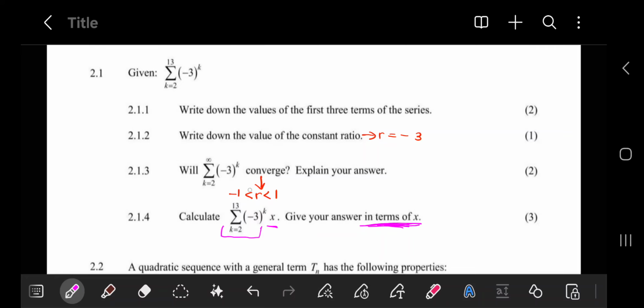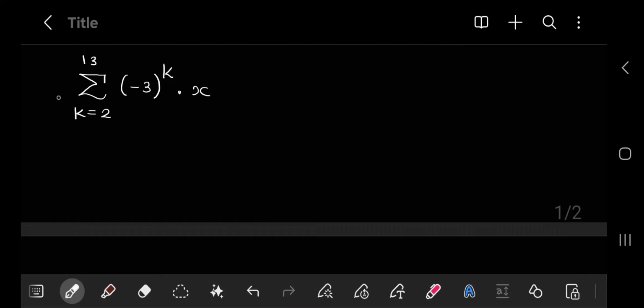Where in this case, whatever the answer was going to be for this sigma notation, it is now multiplied by x. So all we have to really do here is get the answer for the sigma notation and then multiply by x. Alternatively, you can include x in all three terms, substitute x into your formula and get your answer in terms of x. So either method is fine. Okay, so I'm just going to work with this, including x in every step.